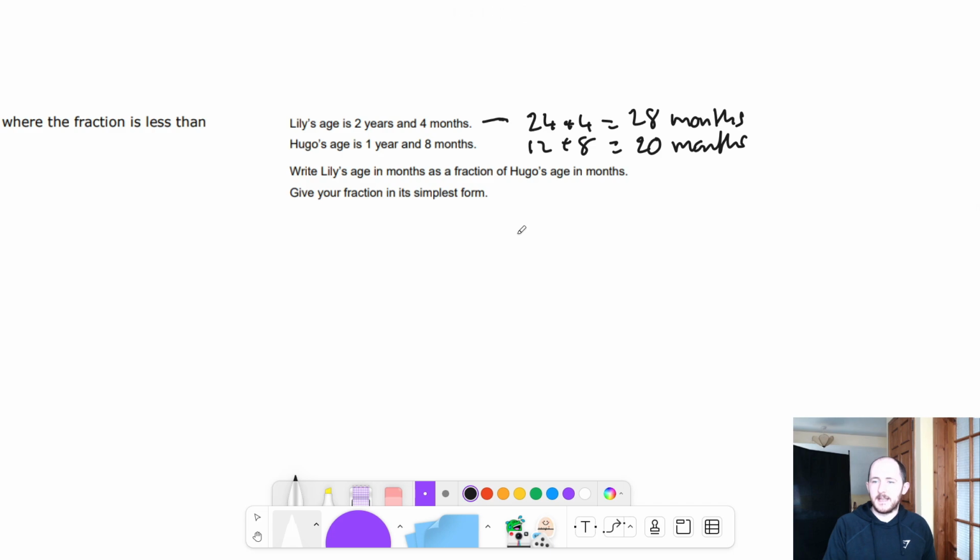It says write Lily's age as a fraction of Hugo's age. So the first value always goes on top. So in this case 28. And then the bottom number is always the second thing, okay? So in this case, the first number we're talking about is Lily's age. The second number is Hugo's age, so it's Lily over Hugo. And then keep halving it. Okay. And if they wanted you to give it in a mixed number, which they would specify, you would just have 1 and 2 fifths.